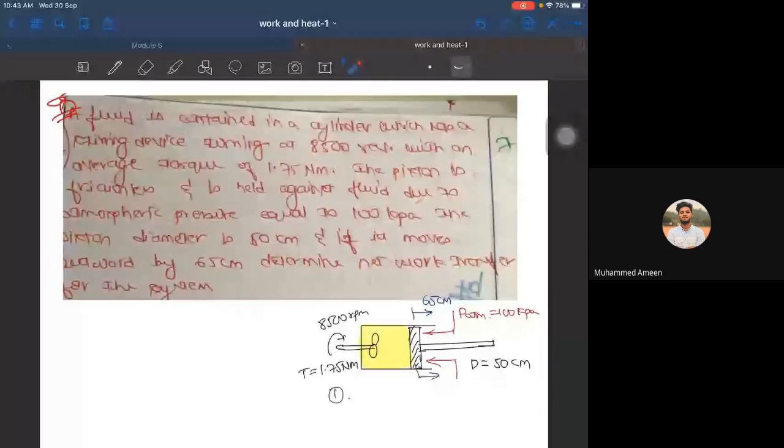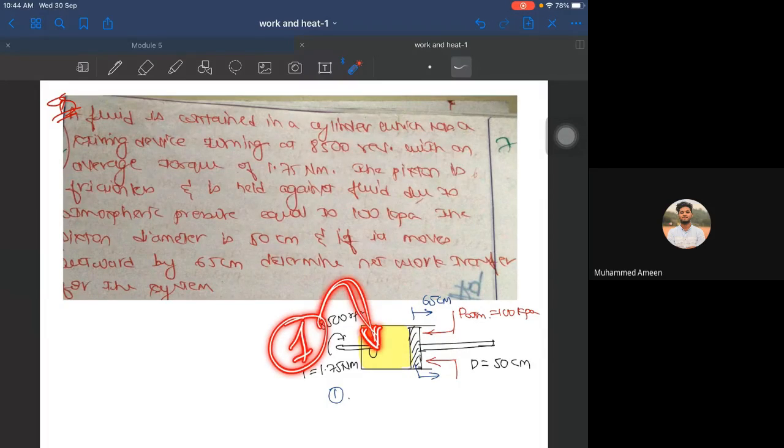And because some amount of the work is being put into the system, it pushes the piston against the atmospheric pressure. So it moves around 65 centimeters. That means there is work done by the system. Okay, there are two works. Number one is you're working on the system using an agitator. The second one is by the system, there is a movement of the piston. This is work done by the system. So I can just say this as W1 and this as W2.